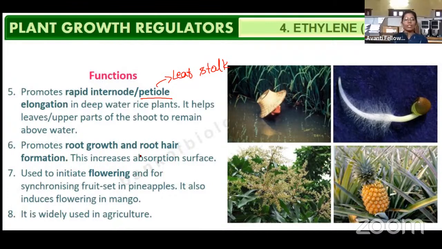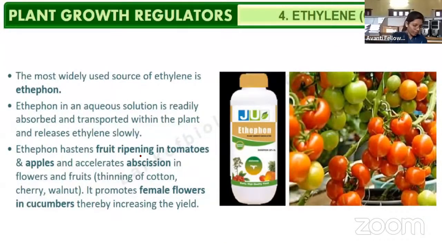Mostly we are going to use this ethylene in agricultural forms. And those who are growing fruits in your farm, you might be knowing, we will get the ethylene in the market in the form of ethephon. In the form of ethephon, we get the ethylene in the market. Usually we get this in liquid form. We'll take this liquid, a bucket of water, and in that we are going to add 1 or 2 caps of this ethephon.